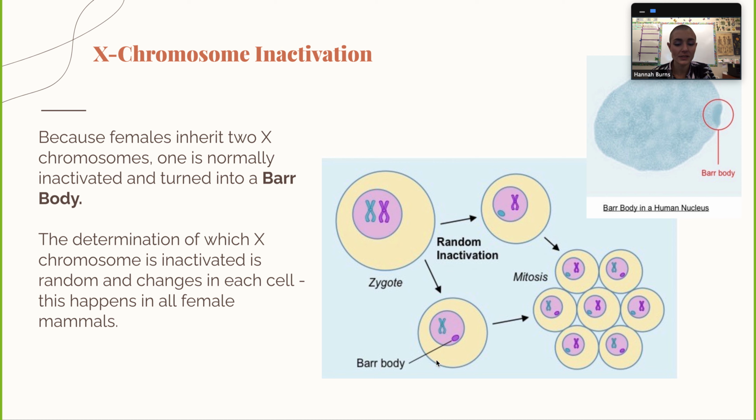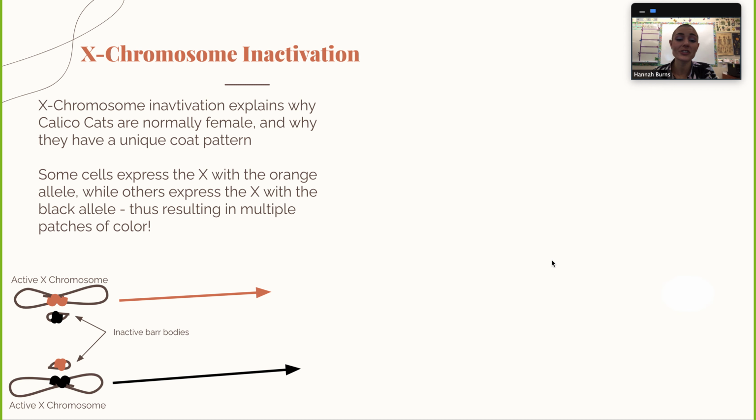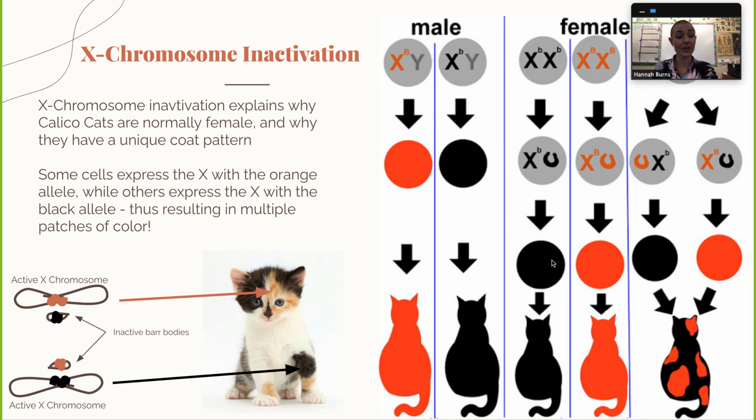So in this cell, the purple chromosome was turned into the bar body. Meanwhile, in this cell, the teal chromosome was turned into a bar body. And then as you see, as they go through mitosis, it kind of just continues to happen. That random inactivation occurs so that some of our cells will have the teal chromosome and other cells have the purple chromosome. And this is the explanation for why we have calico cats.